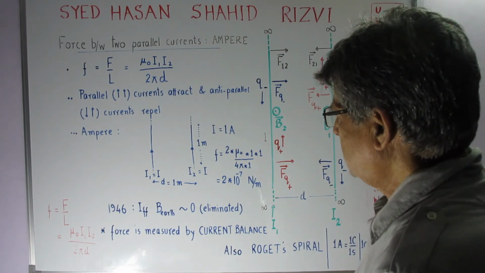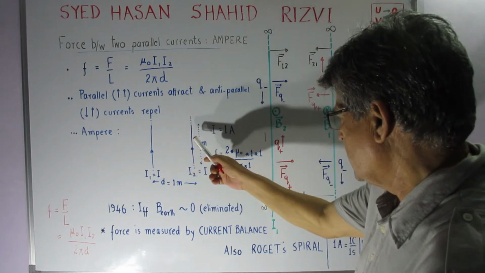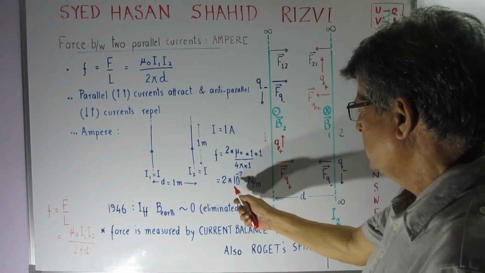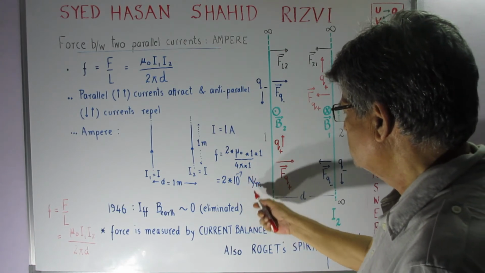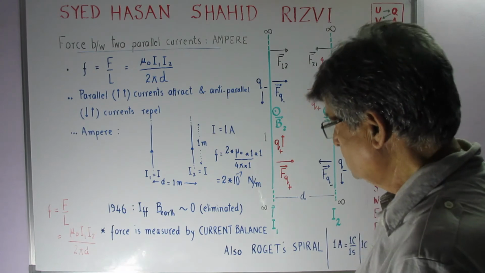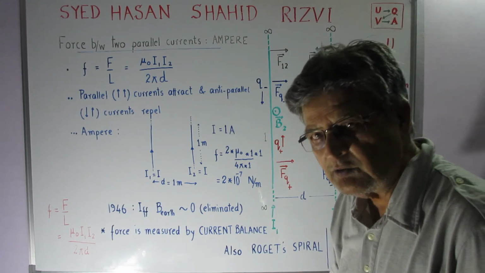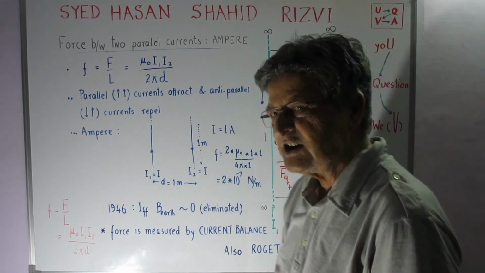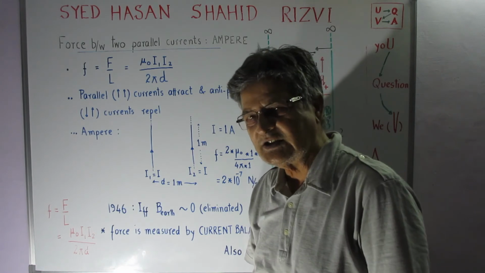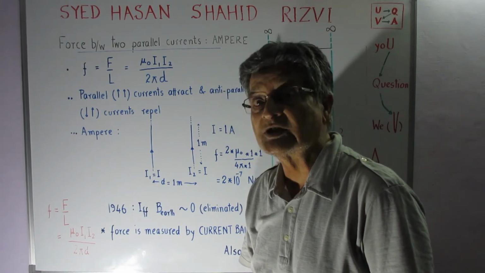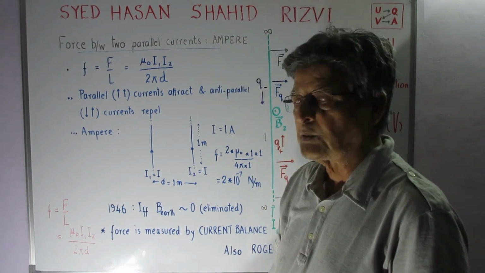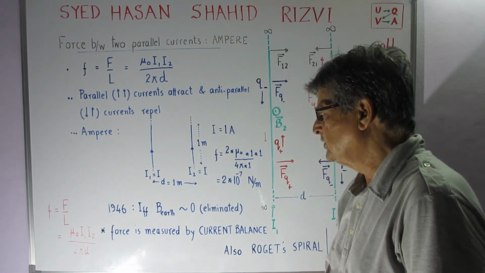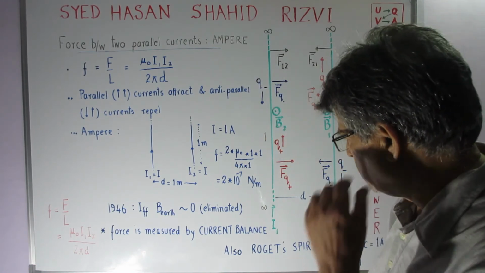So the force between these two wires, the attractive force between these two parallel wires, turns out to be equal to 2 into 10 to the power of minus 7 newtons per meter, because mu naught upon 4 pi is equal to 10 to the power of minus 7. And I told you that that is an assigned value, it cannot change. That is an adopted value, an assigned value. Not like 1 upon 4 pi epsilon naught is equal to 9 into 10 to the power of 9 newton meter square per coulomb square, etc.